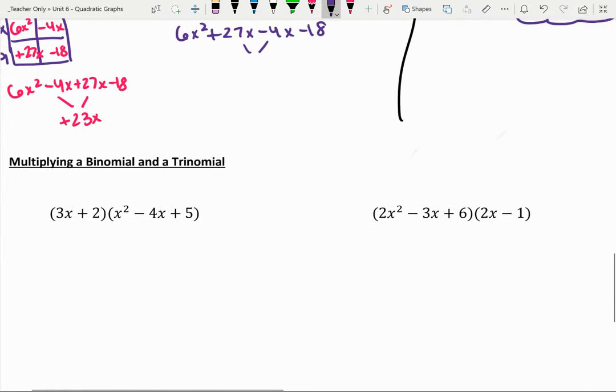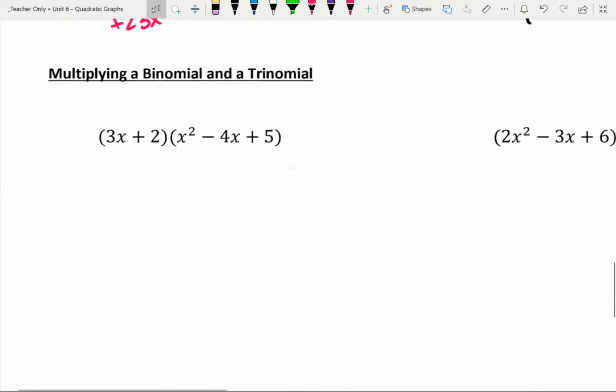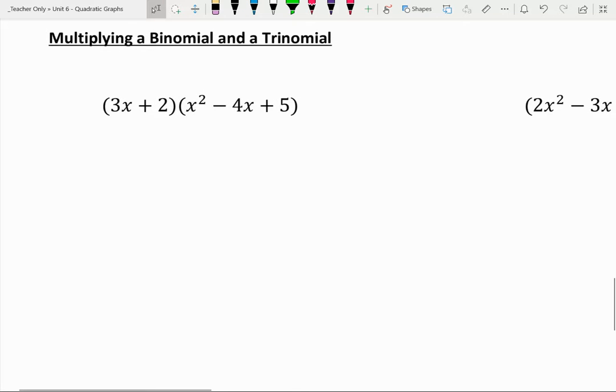The last thing we're going to do is practice multiplying a binomial and a trinomial. And so what this means is we can use our double distribution or our box method, same as we did before. So our first example, 3x plus 2 and x squared minus 4x plus 5. I'm going to do this one using the box method just to show you how that works.